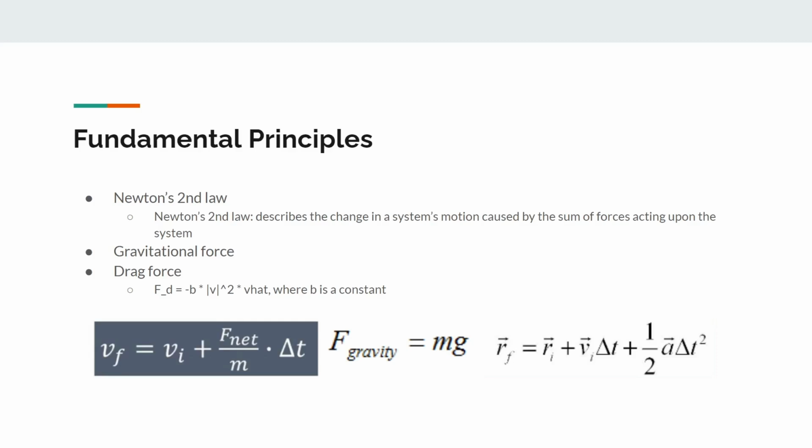I used Newton's second law, gravitational force, and drag force in my lab. Newton's second law describes a change in the system's motion caused by some forces acting upon the system. If there is no net force, there will be no change in momentum, and thus we have constant velocity. We can derive the velocity and position update formula from Newton's second law. Gravitational force is simply mass times gravity, with gravity being negative 9.8 meters per second squared. And drag force is here as listed, where b is a constant and v hat is a unit vector for v.